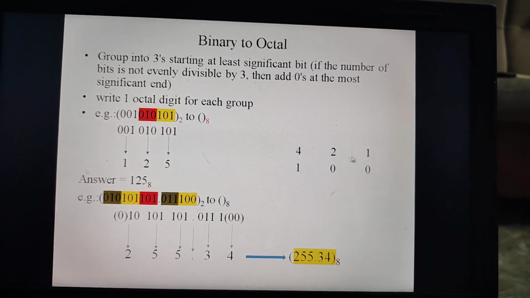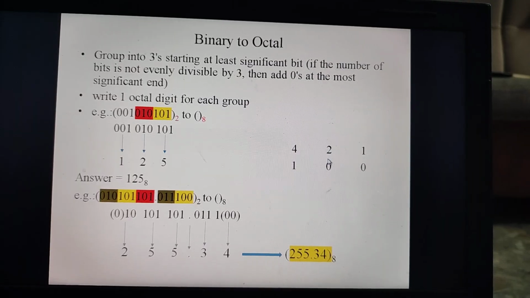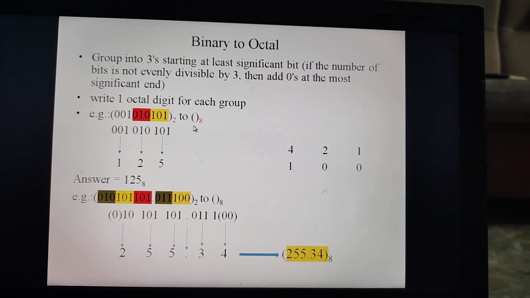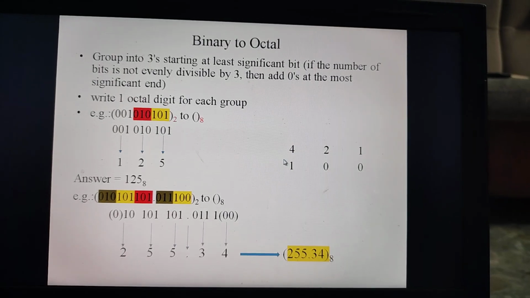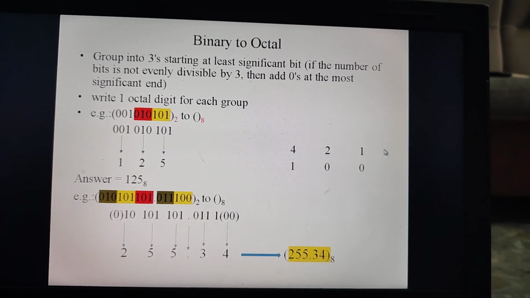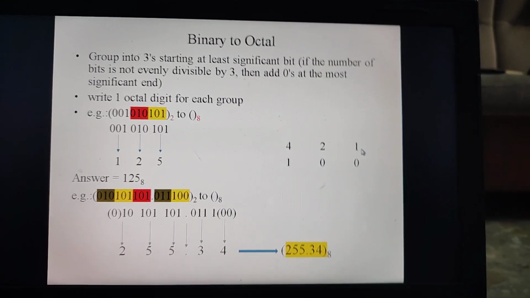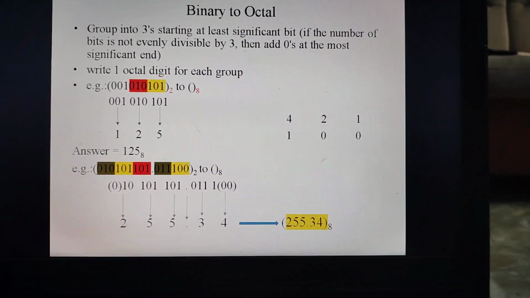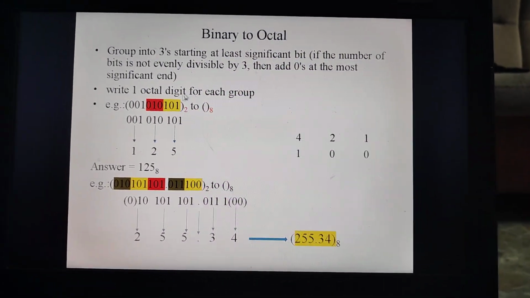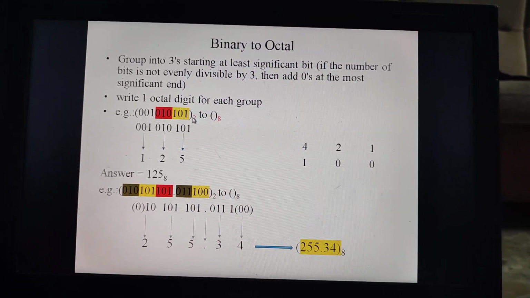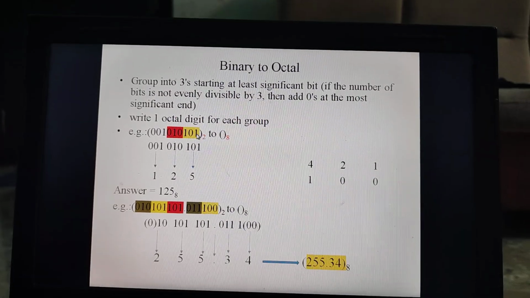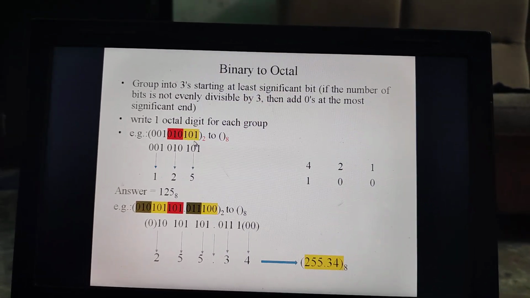Why are we converting it into a 3-digit form? Because an octal number has a range of 0 to 7, totally 8 values. That's why we are taking the 3-digit form. Right. And now the question has been taken here. This is our question: how can we convert this binary number into octal?